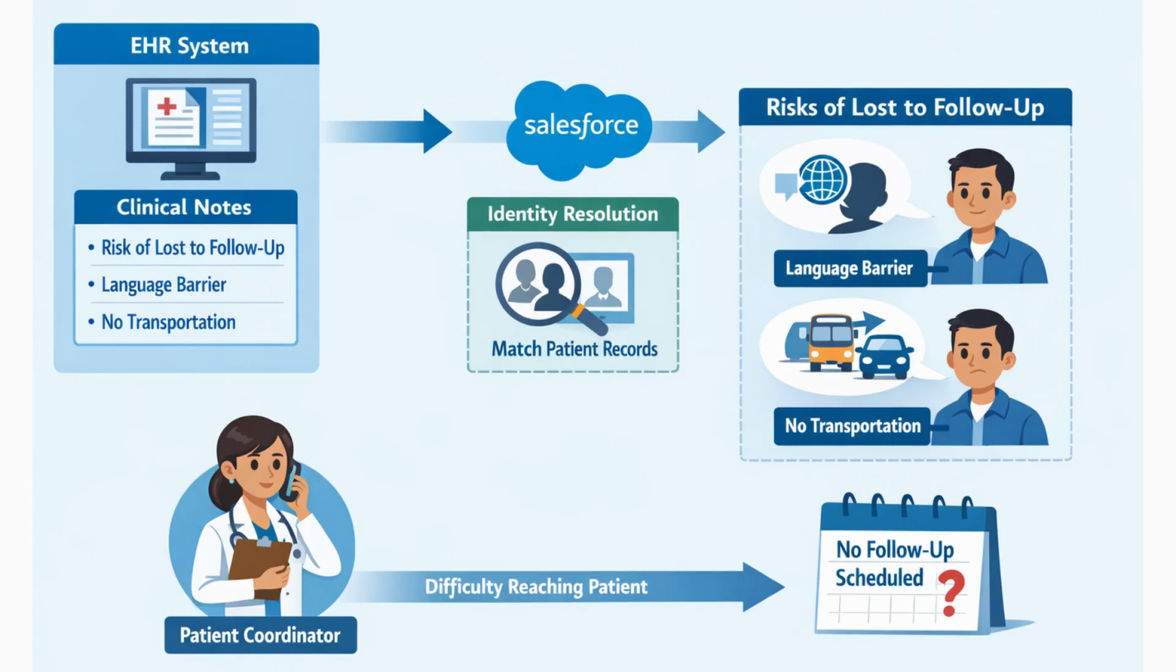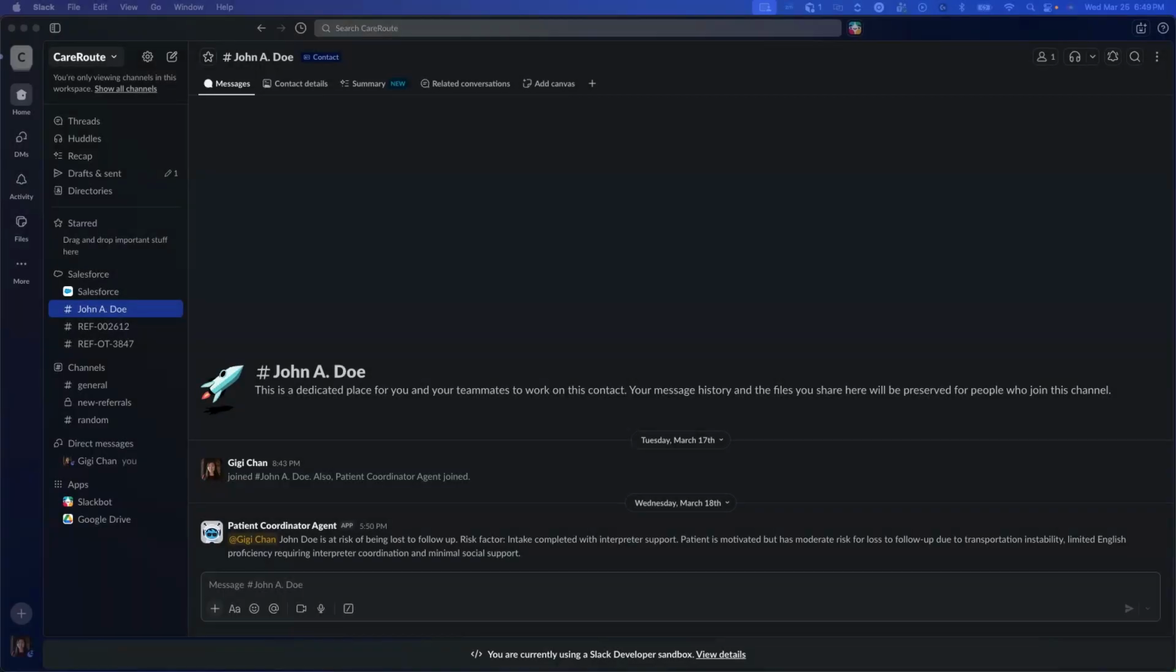Now, after John Doe's first appointment, the clinical notes are entered in the EHR system. Since it's an external system, we need Data 360 to ingest the information back into Salesforce and identity resolution to match the EHR patient to the patient from referrals. In this case, the note shows that there are risk factors where the patient can be lost to follow-up. The patient has a language barrier, and he doesn't have a way to get to his appointments. Normally, it would be hard for coordinators to chase patients down if they haven't scheduled a follow-up appointment. And instead of burying that in chart notes, the system can surface it as a risk signal.